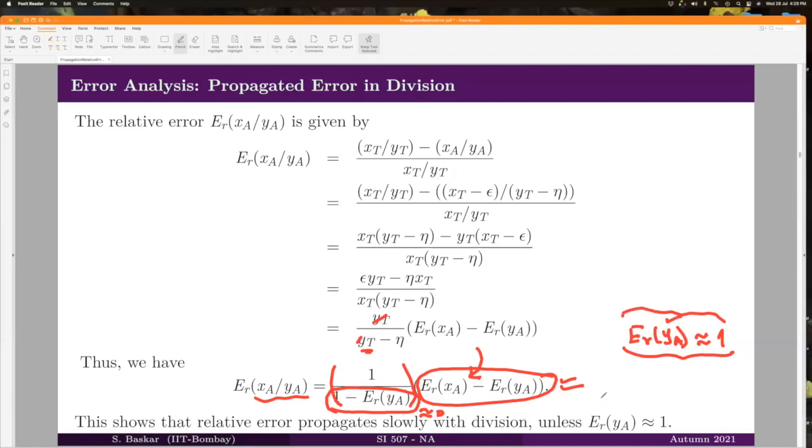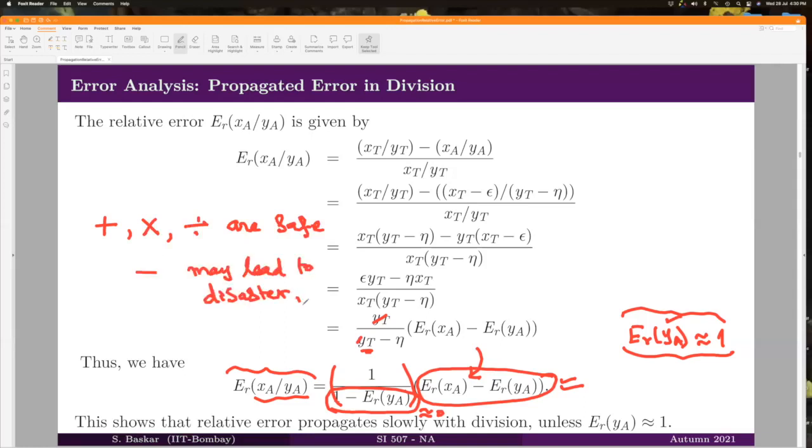Whereas if you recall, in subtraction, even if you make a small error in your initial data, the subtraction may amplify the relative error in certain situations, especially when x and y are very close to each other in their values, right? Such danger is not there in division. So as a conclusion, what we see is that plus, multiplication and division are safe to perform on a computer, whereas subtraction may lead to disaster in terms of amplifying the relative error, especially when there is a loss of significance.